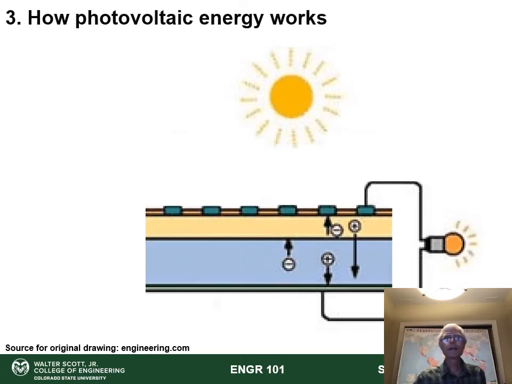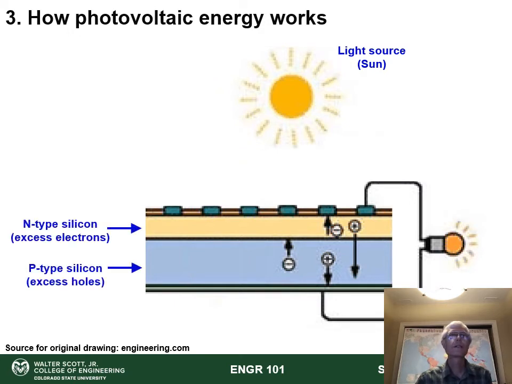So let's just show you in general again how photovoltaic energy works. You have a semiconductor. That semiconductor works with a light source, i.e. the sun. The semiconductor consists of two different types of silicon. In this case, if we're doing a silicon type system, you have the N-type silicon, which has too many electrons, and the P-type silicon that has too few electrons and therefore an excess of holes.